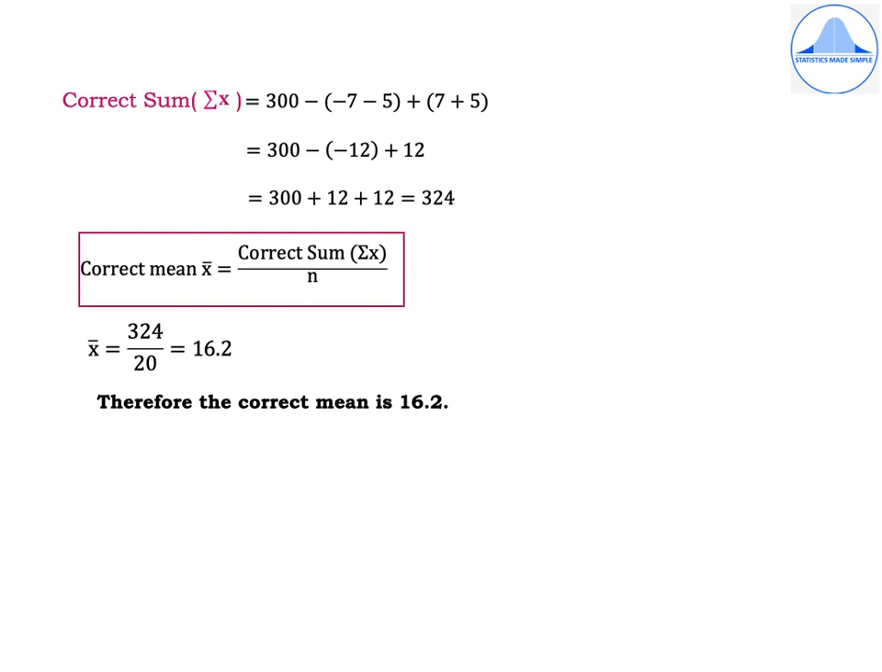Therefore, the correct sum, summation x, is equal to 300 minus, within brackets, you write the wrong values, minus 7 minus 5, plus, within brackets, the correct values, 7 plus 5. On simplification, you will get 300 minus of minus 12 plus 12, which is equal to 300 plus 12 plus 12, which is equal to 324. So the correct mean x bar is equal to correct sum, summation x divided by n, or x bar is equal to 324 divided by 20, which is equal to 16.2. Therefore, the correct mean is 16.2.